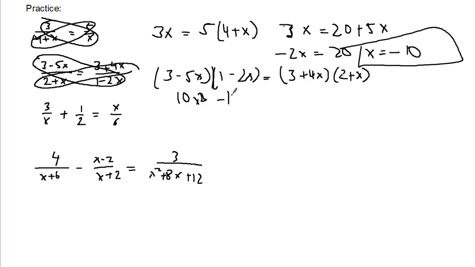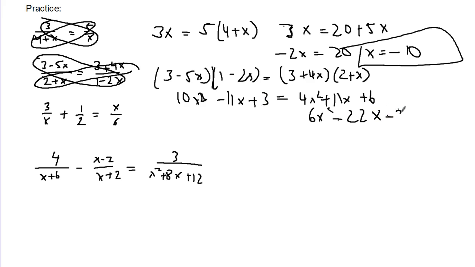10x squared minus 11x plus 3. Right, 10x squared minus 11x plus 3, and that's equal to 4x squared plus 11x plus 6. So now we transfer them all to one side. You will get 6x squared minus 22x minus 3.